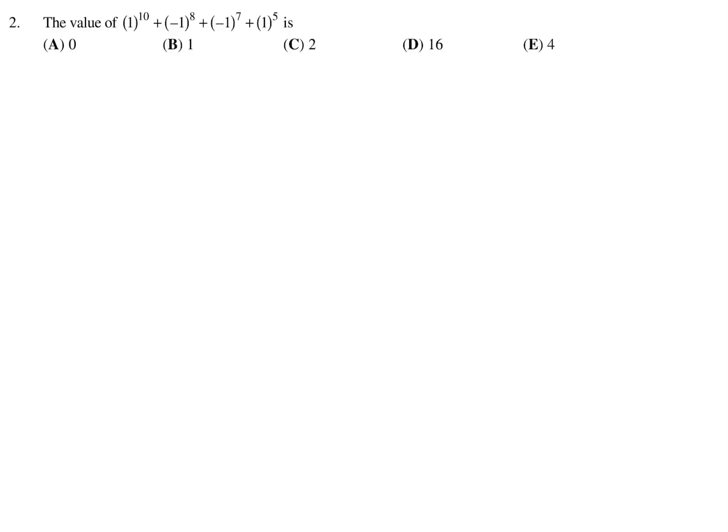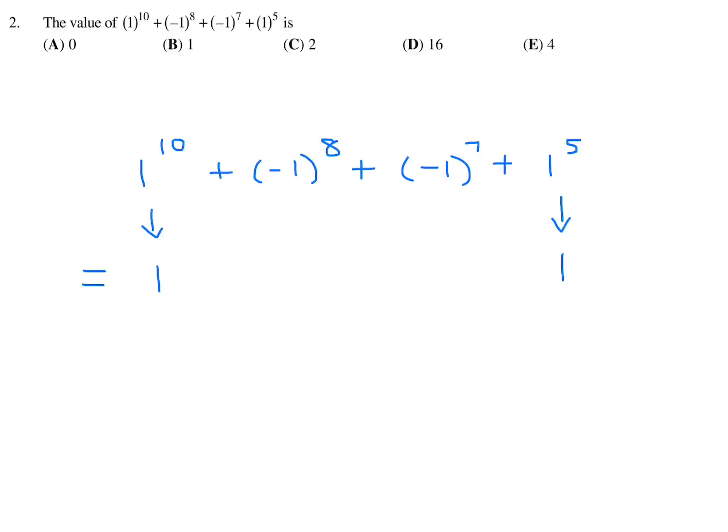Value of 1 to the 10th plus negative 1 to the 8th plus negative 1 to the 7th plus 1 to the 5th is equal to. If you have 1 to the power of anything, it's always going to be 1. If you have 1 to the power of 5, 1.